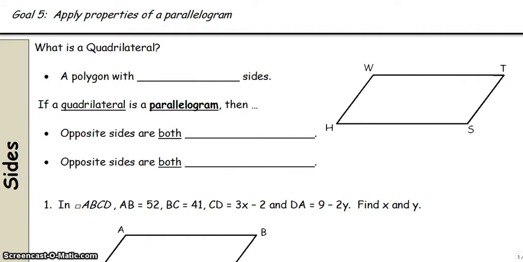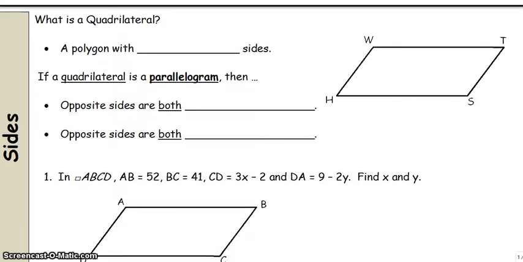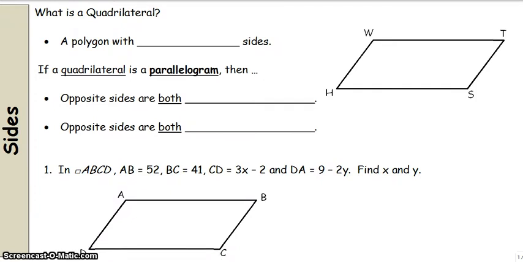Chapter 6, Goal 5. Apply properties of a parallelogram. Last section we talked a lot about different polygons. Now we're going to really focus on quadrilaterals. If you recall, a quadrilateral is a polygon with 4 sides.